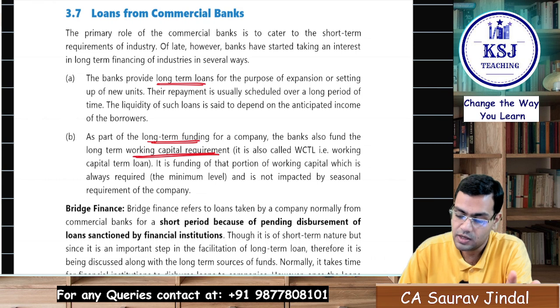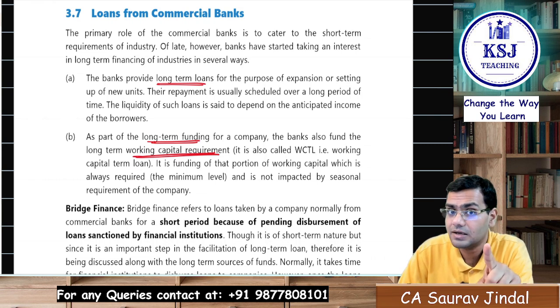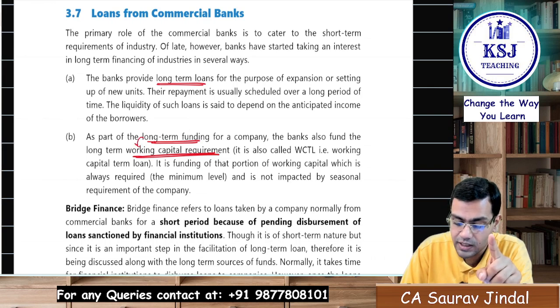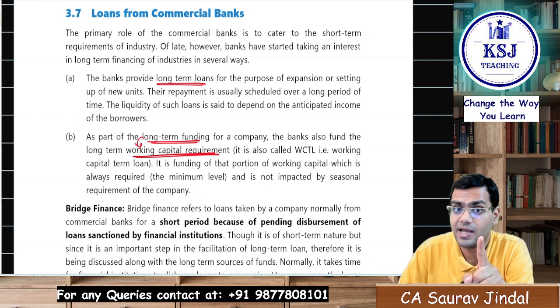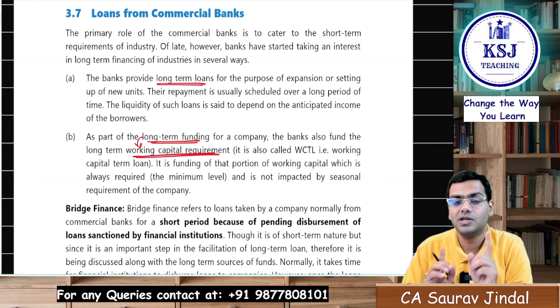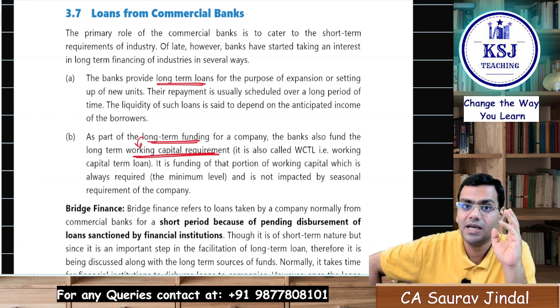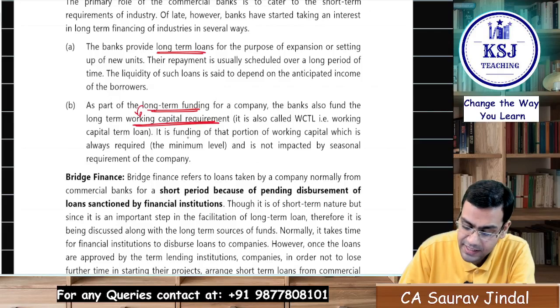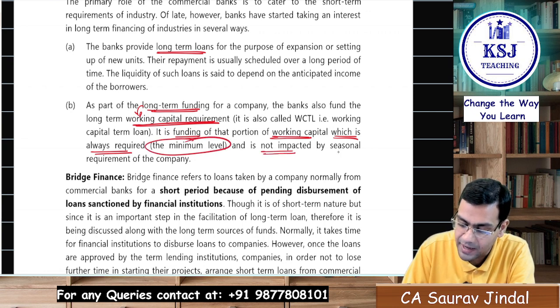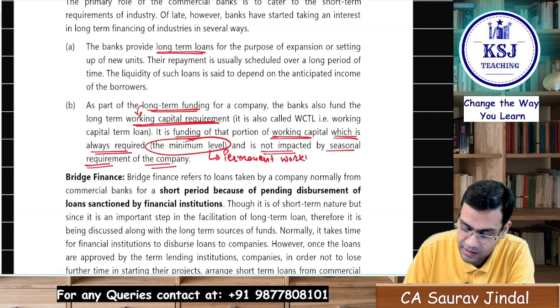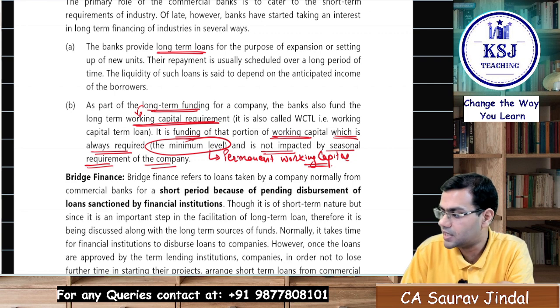the commercial banks will provide you with that also, right? But one thing that you have to remember here is that when they are providing long-term funding for working capital, they are providing it for permanent working capital. They are not going to provide it for temporary working capital, because temporary working capital is impacted by seasonal fluctuations, right? And the commercial banks are not going to take a risk with regard to that, right? It is the funding of that portion of working capital which is always required. That is the minimum level and is not impacted by the seasonal requirement of the company. That means it is the funding for permanent working capital, and not for temporary working capital. Clear? So this we have already studied in the chapter on working capital, isn't it?